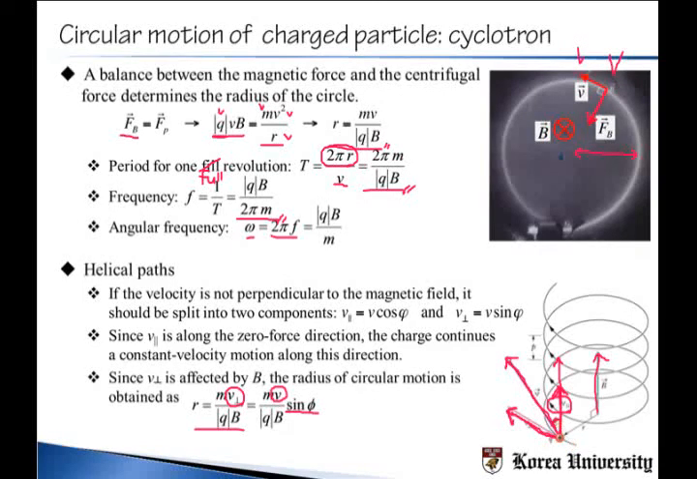So it will perform circular motion due to the velocity component perpendicular to the magnetic field, and at the same time it will perform constant velocity motion due to the velocity component parallel to the magnetic field. As a result, it will undergo the so-called helical motion as shown here.